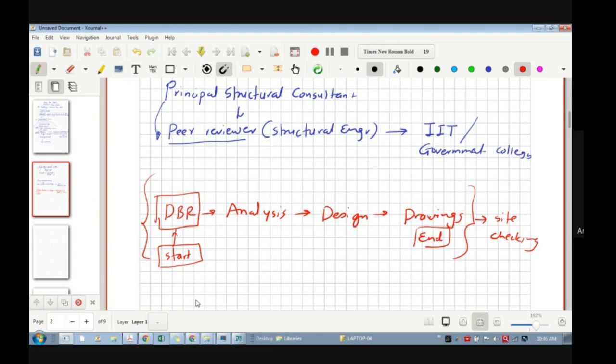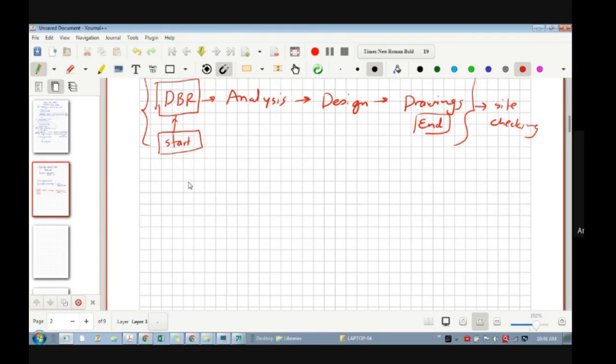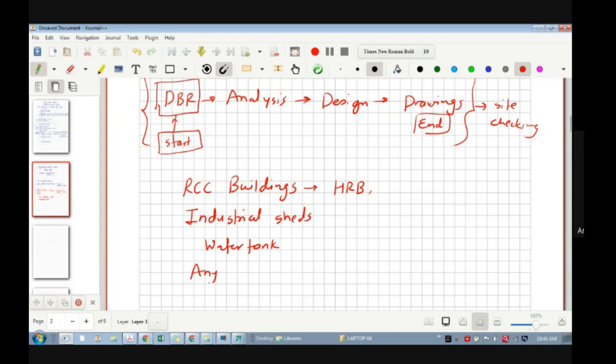And this will be helpful. Actually, this DBR system is applicable in RCC buildings. Actually, in any projects, there is no reason otherwise. RCC buildings, it may be high-rise building, low-rise building. It may be industrial structures, industrial sheds. It may be water tanks, or any project, any structure. It may be any structure, doesn't matter. Because this is the input, and it is applicable for all projects.